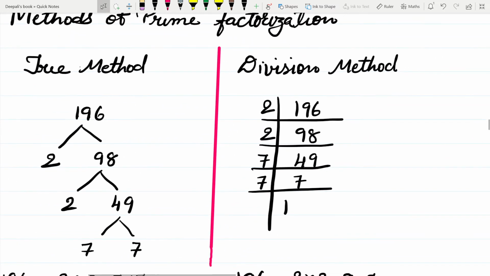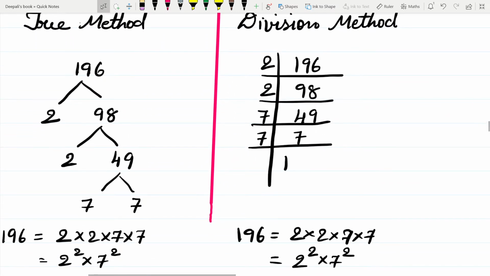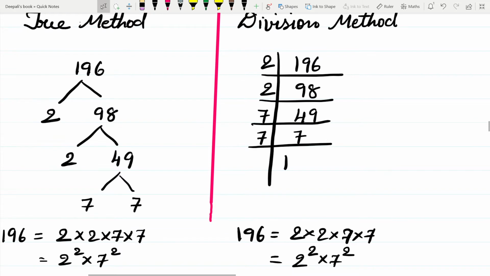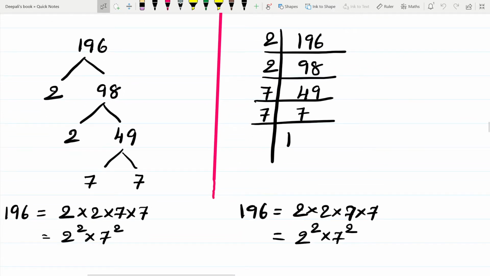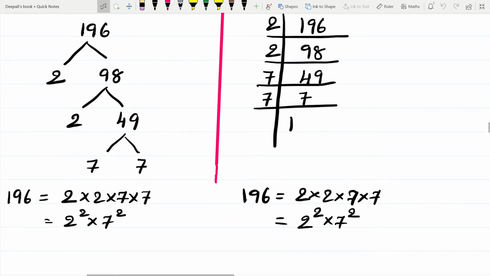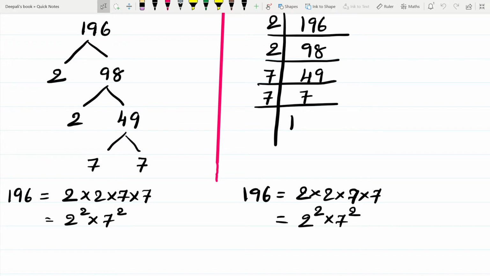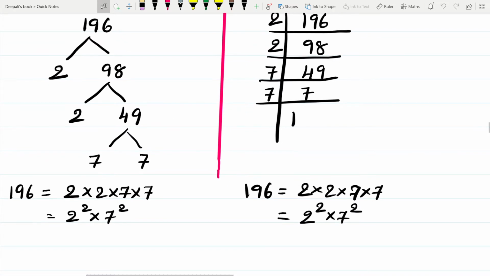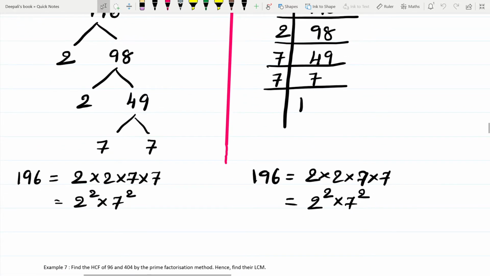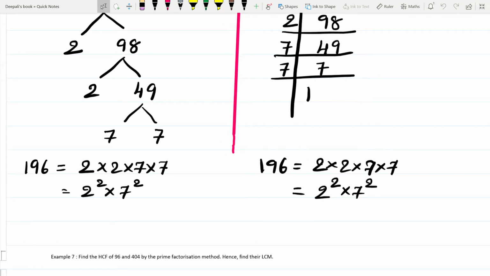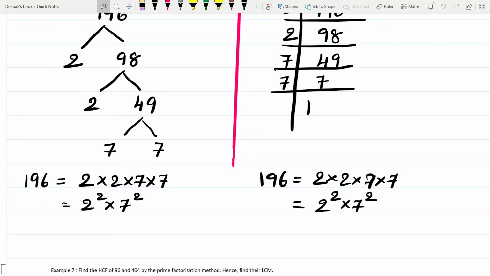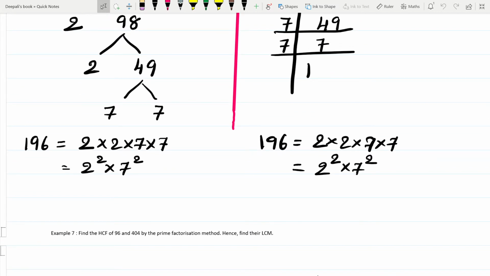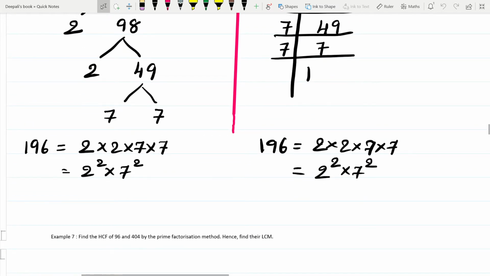Now the division method we are all familiar with: 2 divides 196, we get 98. 98 divided by 2 gives 49, and 49 divided by 7 into 7 gives 49. So the prime factors of 196 would be 2 into 2 into 7 into 7, that is 2 raised to 2 into 7 raised to 2. These are the two methods.